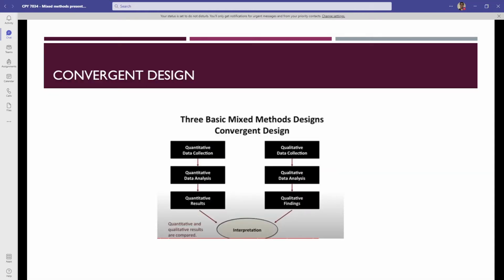The first design that exists is the convergent design. This one is using both quantitative and qualitative simultaneously to understand the interpretation. Let's say you want to measure someone's experiences at work. You'll do a job satisfaction measure, and then you'll do a survey, and you're doing it at the same time, and it gains a better understanding of the interpretation. You basically compare the two.